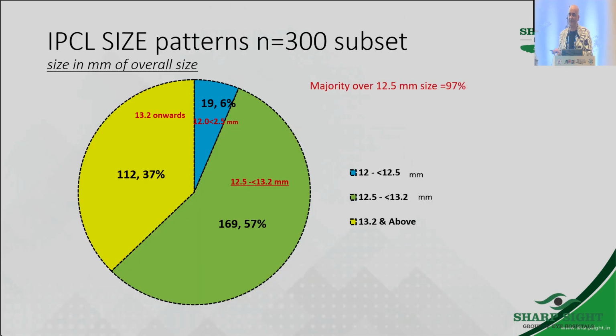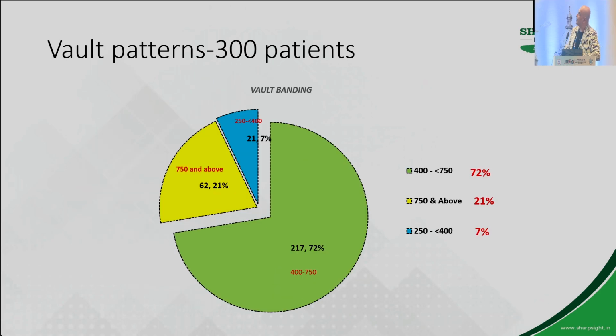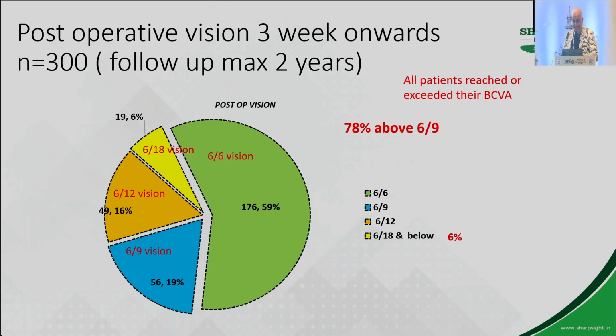Now this is a study which I did, which was 300 patients. The majority of the patients required a 12.5 millimeter implant. I'll go fast. Only 7% of patients were on a shallower side of the vault, and I would say that anything less than 400 would be shallow. But I have patients where I have 250 vault also, but since there are 5 holes in the lens, I've still yet to see cataract in these patients.